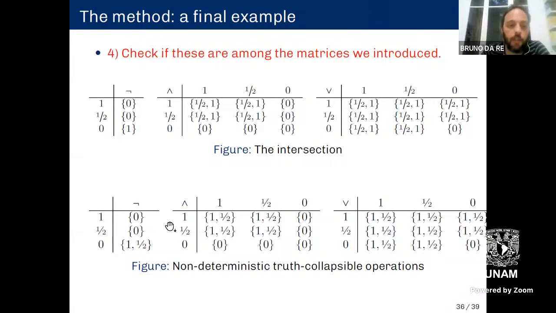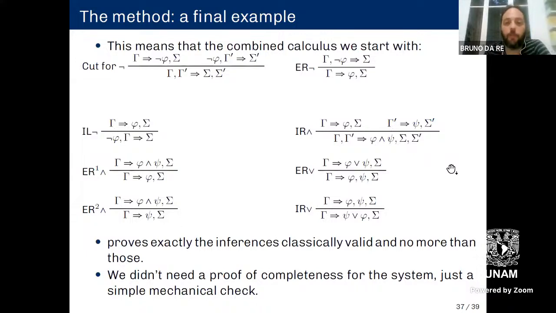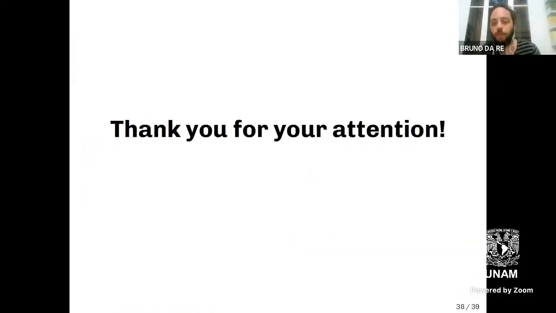And so, as you can see, the negation of 0 is 1 in the case of our rules, and in the case of our matrices, the negation of 0 can be 1 or 1/2. So this is classical logic. This means that the combined sequent calculus we start with proves exactly the inferences classically valid, and no more than those. And we didn't need a proof of completeness for the system, just a simple mechanical check. Yeah, that's all. Thank you for your attention.